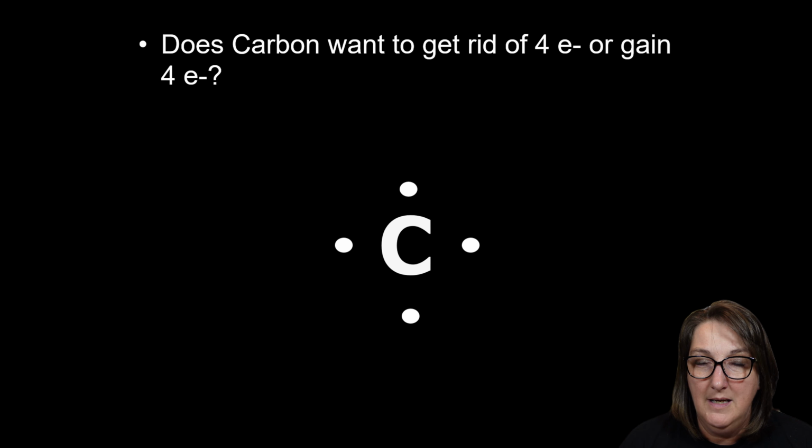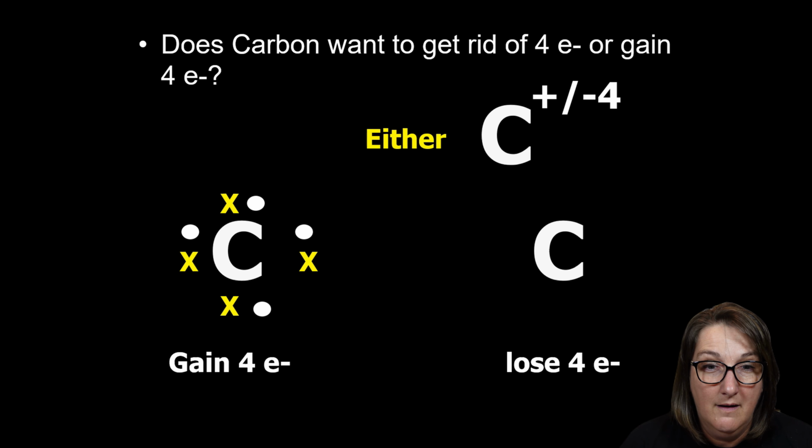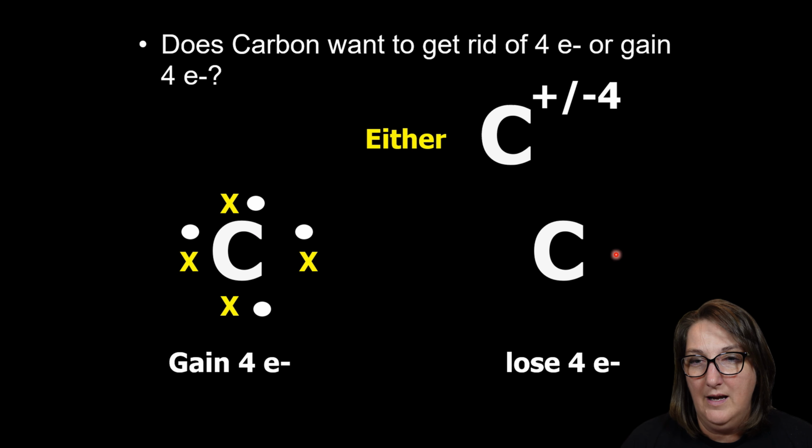So here we have carbon again. Is it easier to bring in 4 or get rid of 4? Either way I can do that. I can either bring in 4 or I can lose 4. It's going to take the same amount of energy for both. This is one reason why carbon likes to chain, and you can do so many different combinations with carbon, because of this unique characteristic.